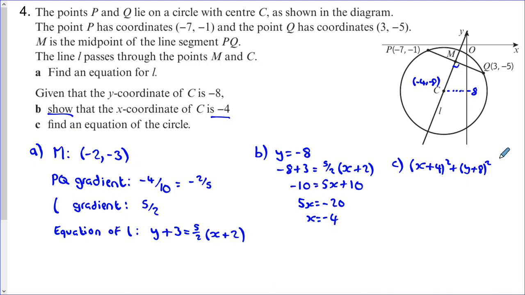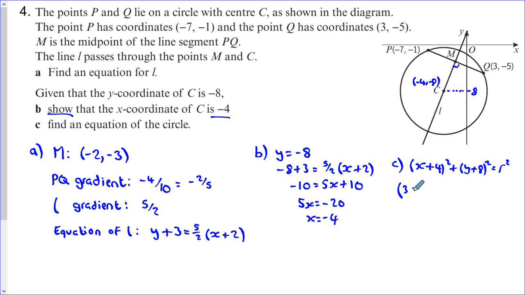squared. Now we could use Pythagoras, because I know where C is. We could use Pythagoras using CQ to find the radius, or CP to find the radius there. Or we could substitute one of these coordinates in, which is what I might do. If we substitute 3, minus 5 into here, we will work out what r squared is. That's what this is doing. It is working out what r squared is if we've got coordinates on the circle.